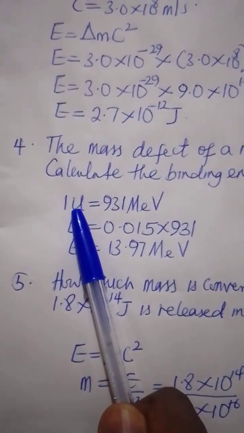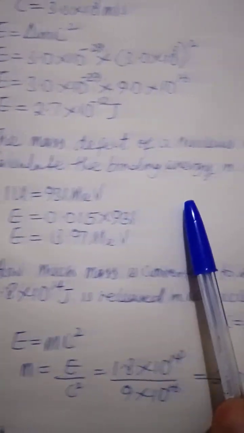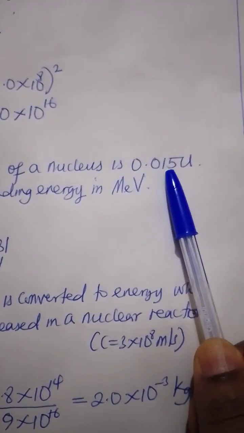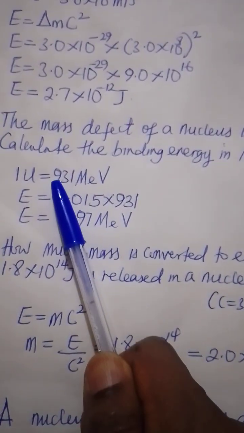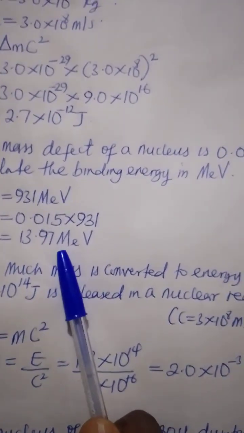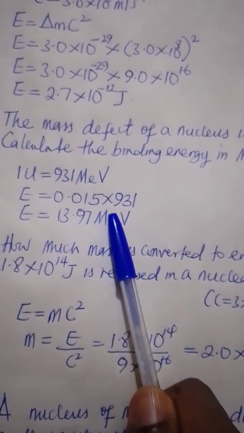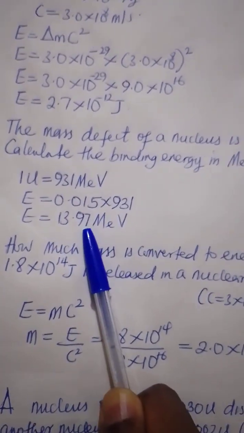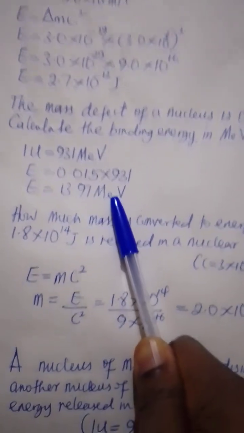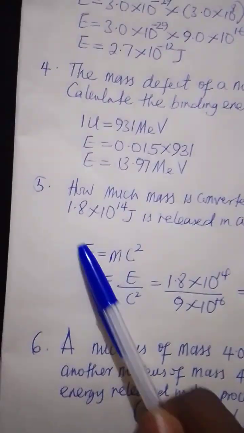Of course, 1 U is 931 mega electron volt. So we multiply 0.015 by 931 mega electron volt to give us the binding energy in mega electron volt. So once we do that, you're going to get 13.97 mega electron volt. We go on to question number 5.